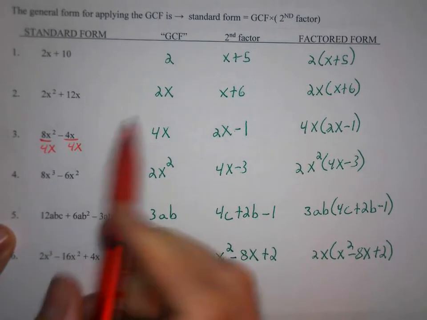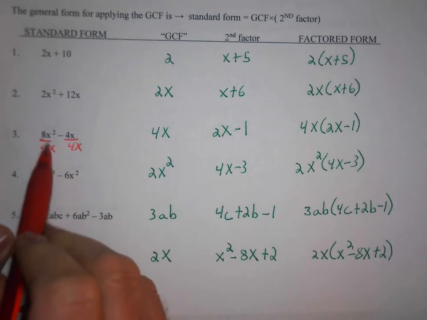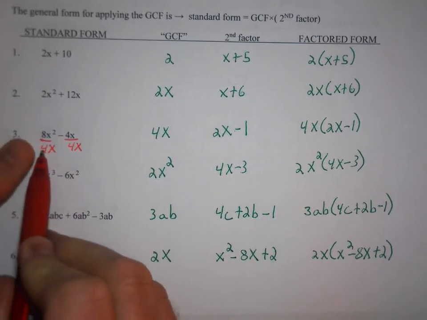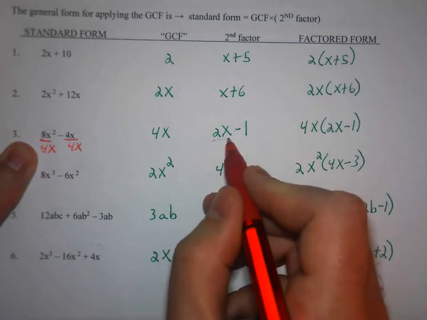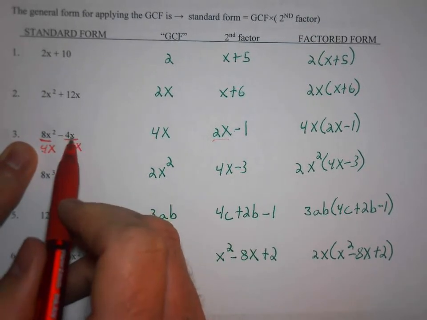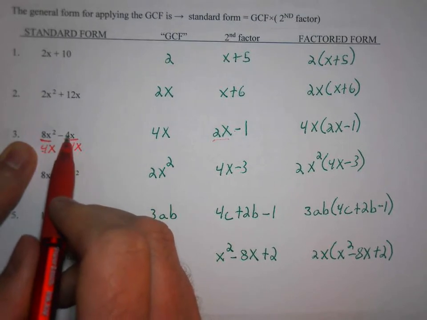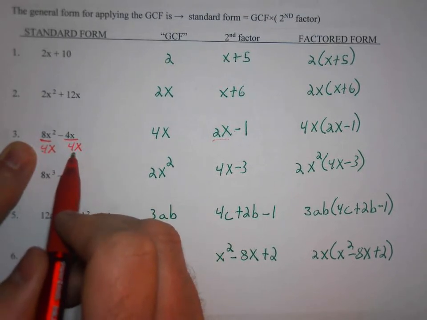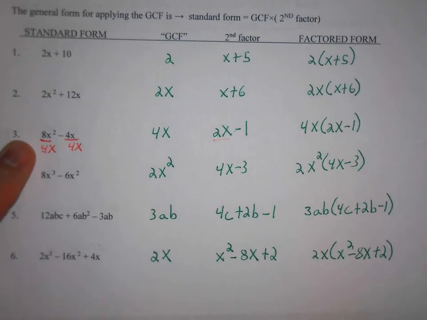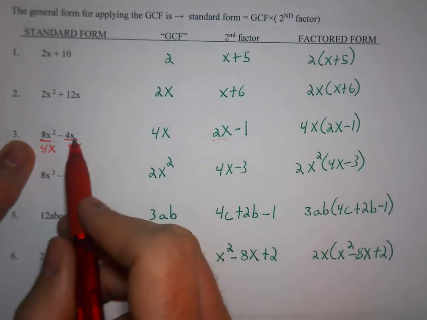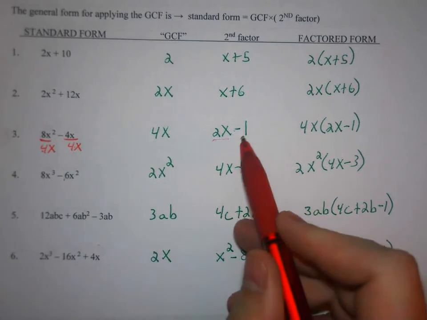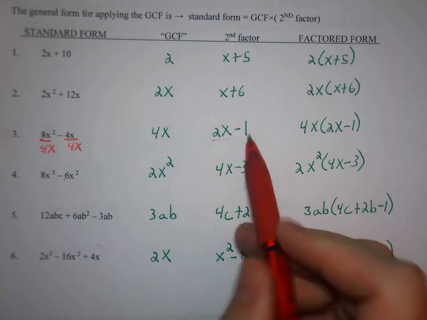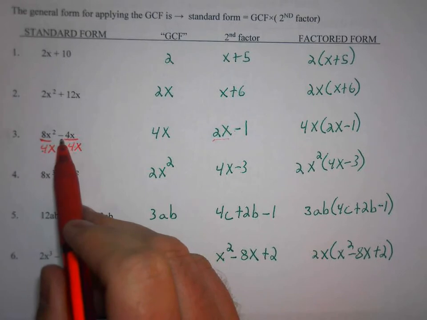Now, what people miss a lot on this is that first term isn't too bad. 8 divided by 4 is 2, and then x squared over x is x, so that gives you the 2x. But then that second part, when you take negative 4x and divide by 4x, it doesn't just cancel off and disappear. 4x divided by 4x is 1. So make sure you put that minus 1 there. It's minus because of the sign here.